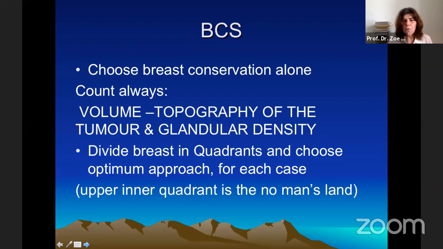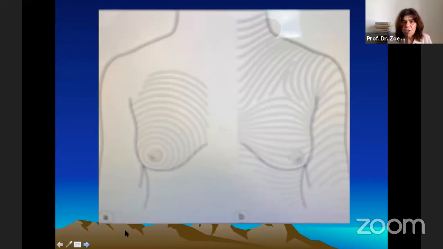Localization, know what you do in the topography that you deal with. You divide your breast into 4 quadrants: upper outer, upper inner, inferior outer, inferior inner. There is one, the upper inner quadrant, that you need to be always aware of. You cannot just cut that area. You have to approach it in a certain way that you know, so as not to create huge defects. Remember those lines. We learn them since we were students, and they are very important to remember.